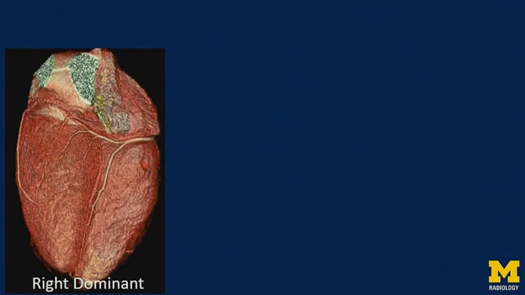Here is the right atrium, right ventricle. So this is our right coronary artery giving rise to the PDA and the posterolateral branch. And what you notice is on the left side there is a good sized OM branch, but the circumflex itself is really, really small. So when you have a right dominant system, the contralateral vessel is usually small.